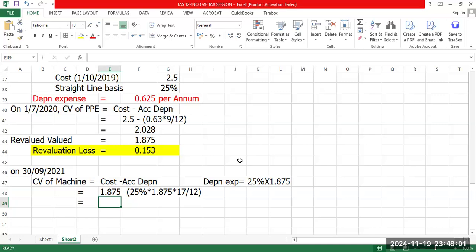So, this is the easiest way. Otherwise, another person can say this is 1.2, but this is the first one, the easiest way. First I look at 1 year, I get this 25% times 1.875. That is depreciation for 1 year. Are we together? Times 1 year.